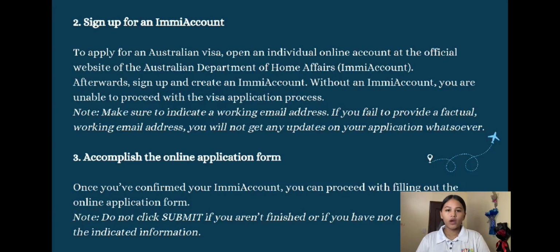Next is step 2, enter account details for registration. To create a new ImmiAccount, users must complete the following fields. We have services required, where you choose the type of account based on the purpose. Individual is for personal visa applications. Organization, including an agent, is for agencies or organizations applying on behalf of clients.